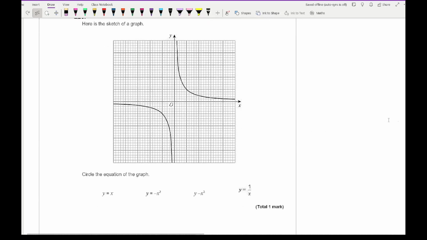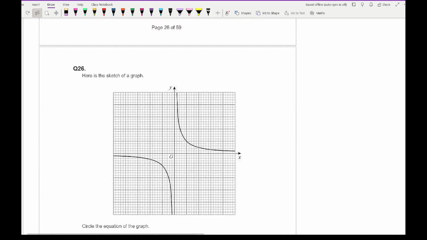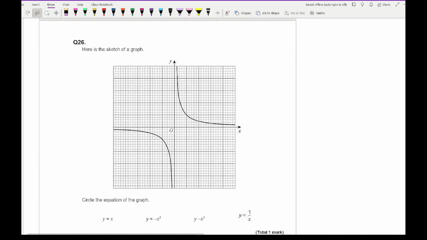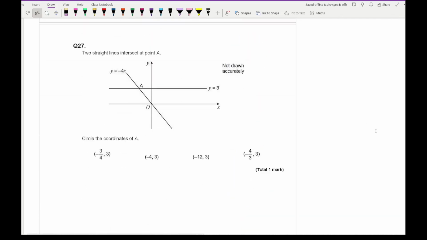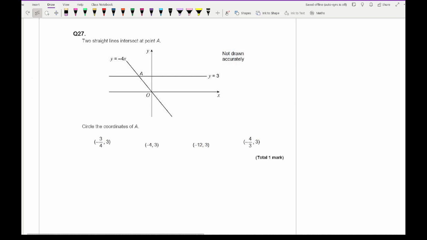It says, circle the equation of the graph. So this is just a case of recognizing what shape graph this is going to be. Now this shape graph is a reciprocal graph, so it's going to be option 4. With question 27, it says the two lines intersect at point A, circle the coordinates of A. So what I'm looking for is these two.